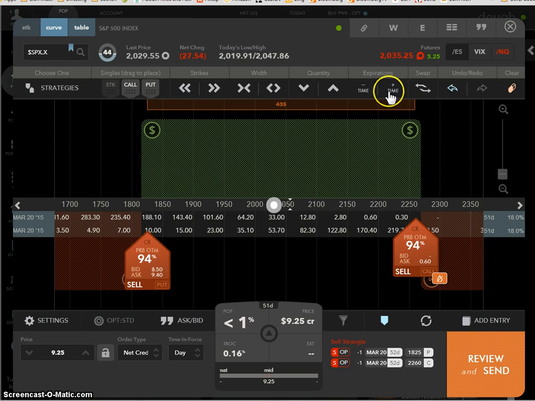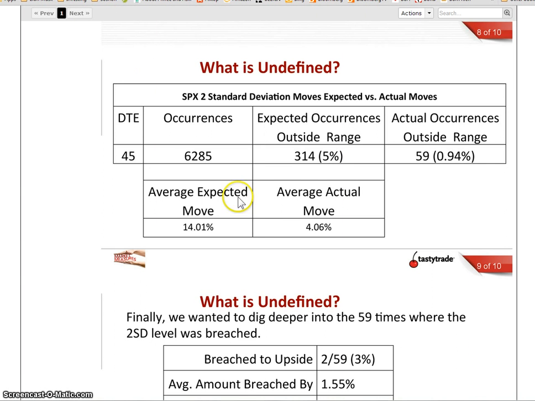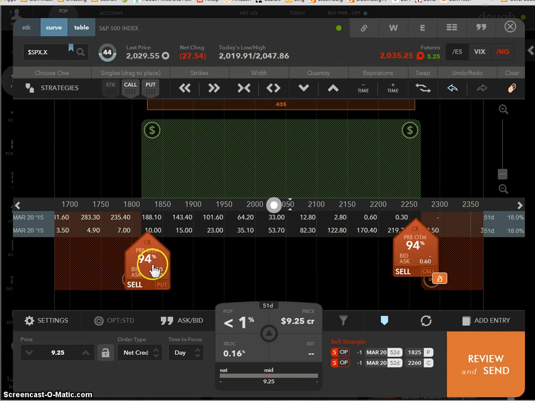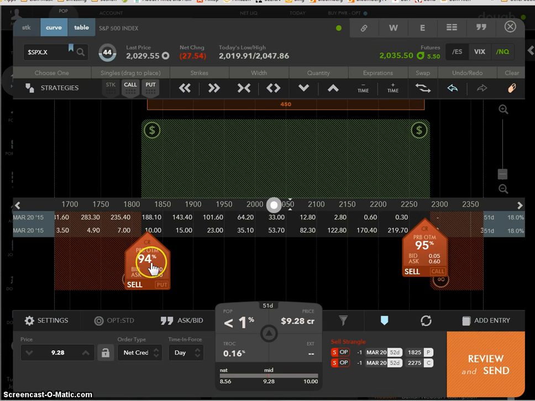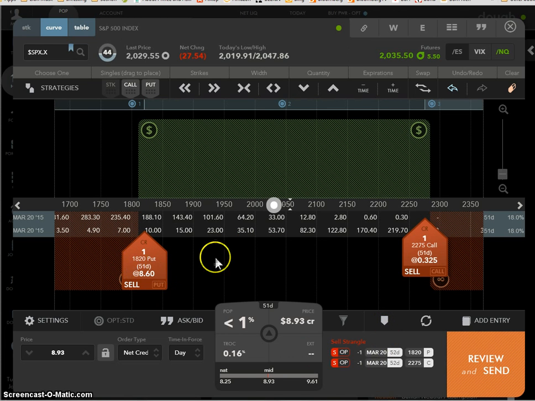does that help? No. Anyway, so what they're saying in 45 days to expiration, what this means right here, 2 standard deviations, right? All they mean is they're betting that the SPY will stay in between these ranges on each side. So look, you're betting that within these 45 days, the SPX will stay above 1820, okay, and below 2275. And for that, you're collecting $8.93 per contract, or $893 per contract.